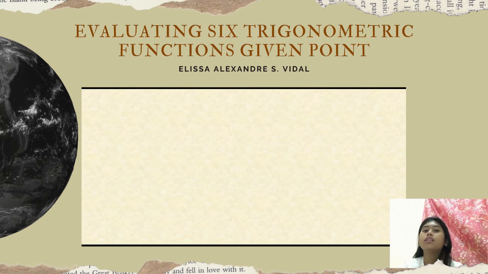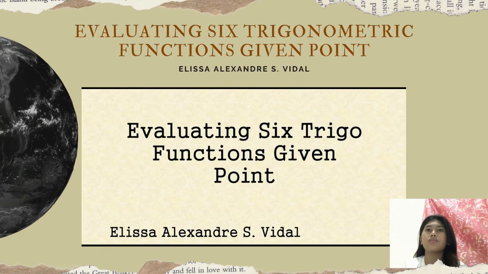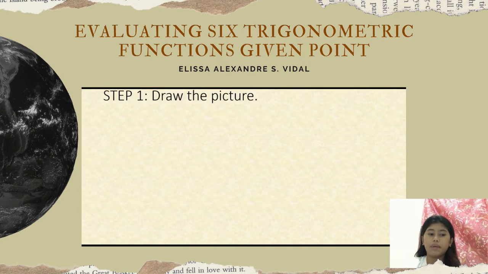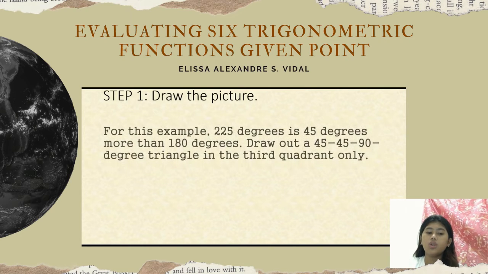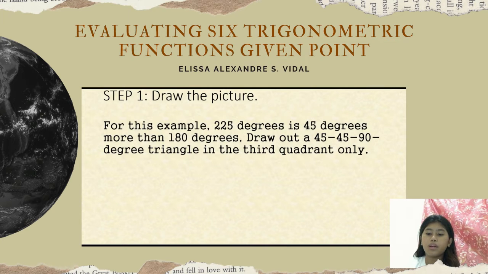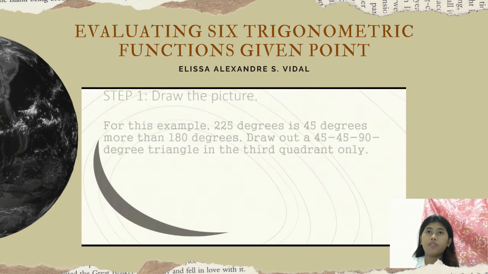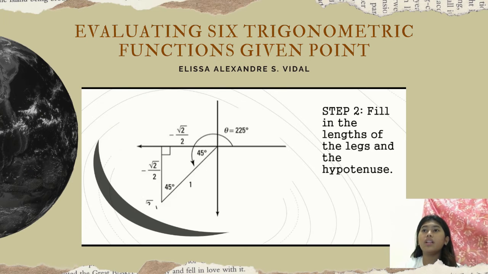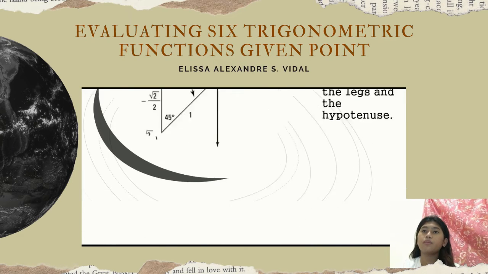Good day, I am Elissa Alexandre as Vidal, and I will be tackling evaluating the 6 trigonometric functions given a point today. Step 1. Draw the picture. When you're asked to draw the picture, you don't have to draw out a unit circle every time. Instead, use your smarts to figure out the picture. Step 2. Fill in the lengths of the legs and the hypotenuse.